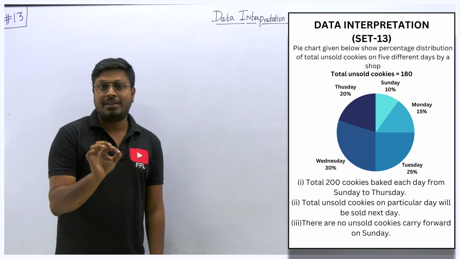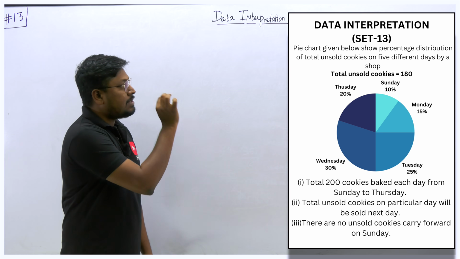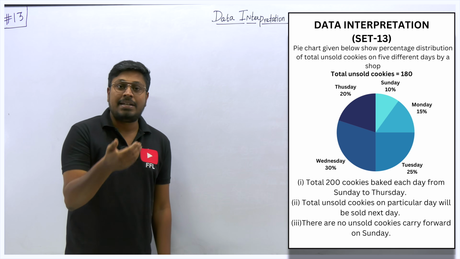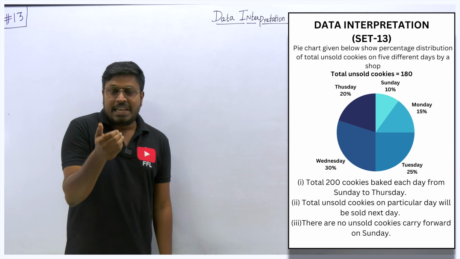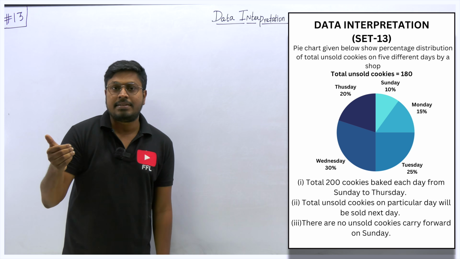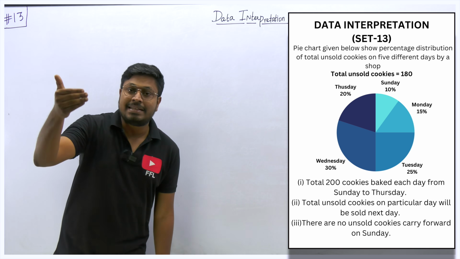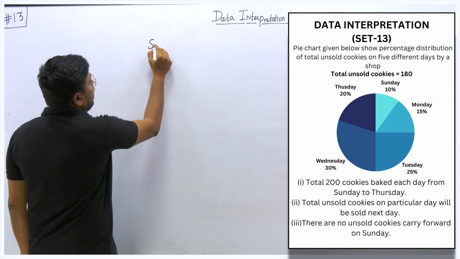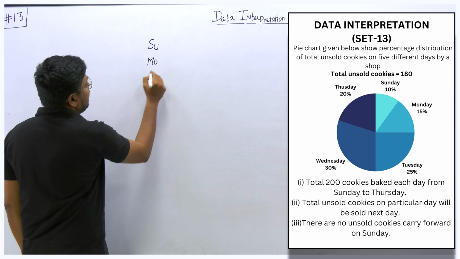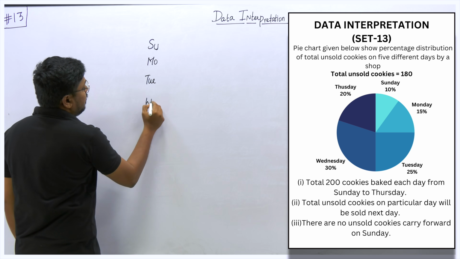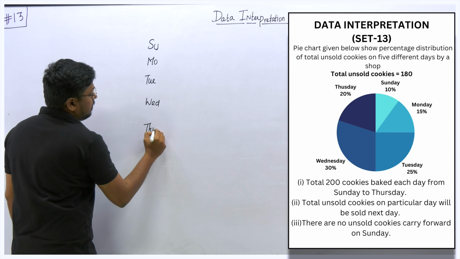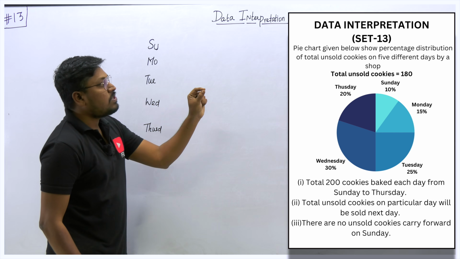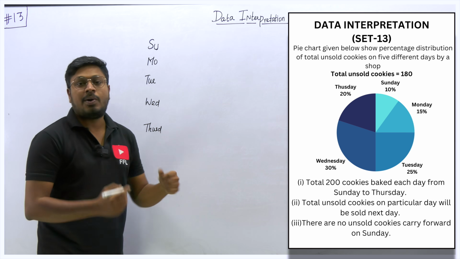What is the meaning of it? There are no unsold cookies carried forward on Sunday, which means on Thursday, the last day, if there are any unsold cookies, they will not be added to Sunday again. So friends, understood or not? What they are saying is, totally how many days? Sunday, Monday, Tuesday, Wednesday and Thursday. The concept they are saying here is that total unsold cookies on a particular day will be sold on the next day.